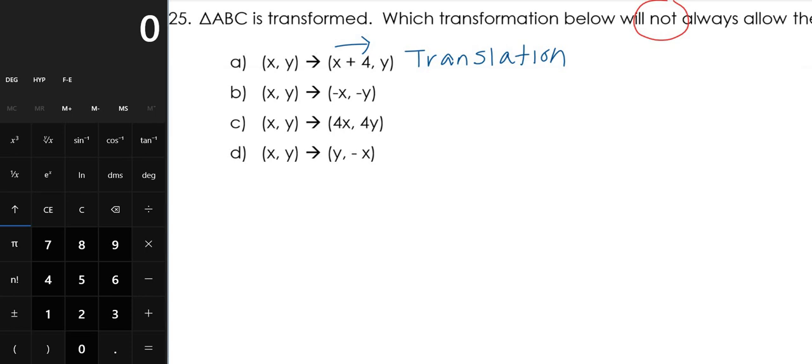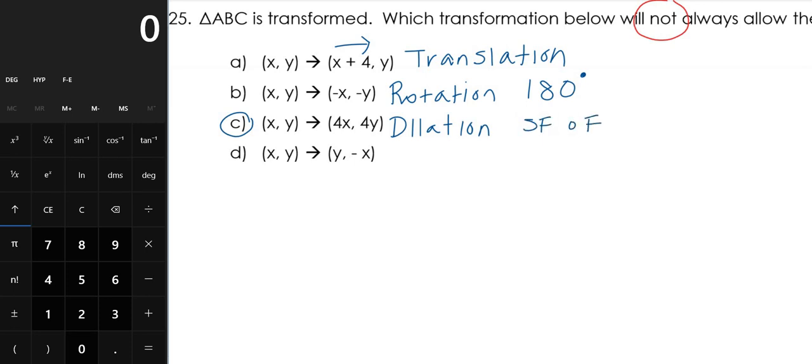If you do that, you'll see that this is a rotation of 180 degrees. Your figure will look like it went upside down. Look at C. XY becomes 4X and 4Y. It's multiplying. It's the only one that multiplies by some number other than 1 or -1. This is our dilation. It's a dilation with a scale factor of 4. So your figure is going to become 4 times as large and 4 times further from the origin, all those points.